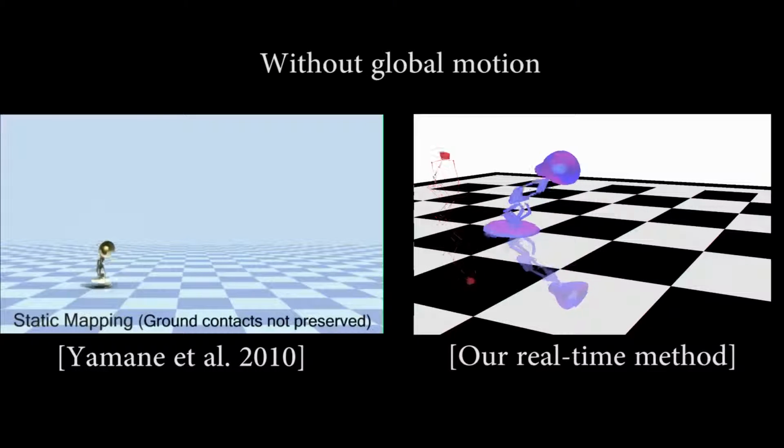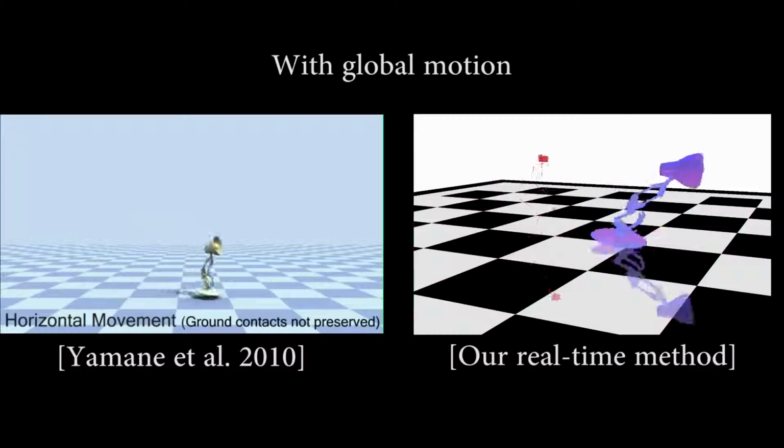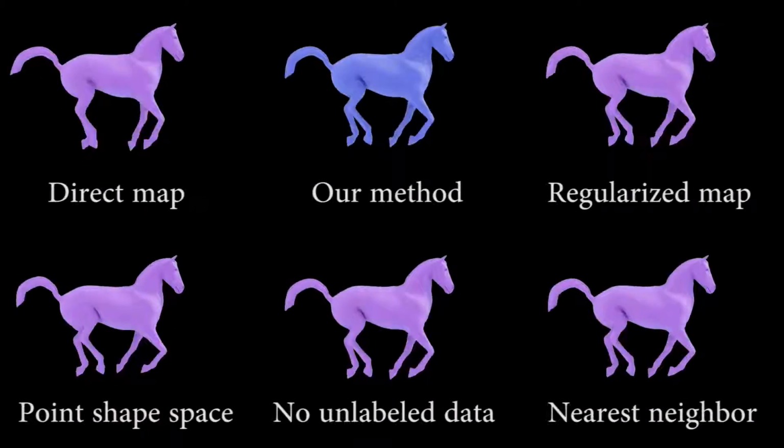Yamane et al. describe an offline approach to map exact motions of a human character to a target creature with somewhat similar morphology. While we solve different problems, our approach produces acceptable results for a real-time solution. To show that all our method components are important, we compare against a variety of alternative approaches.